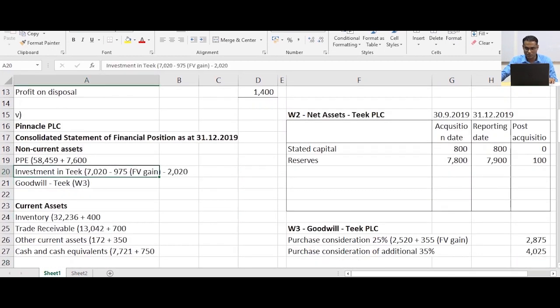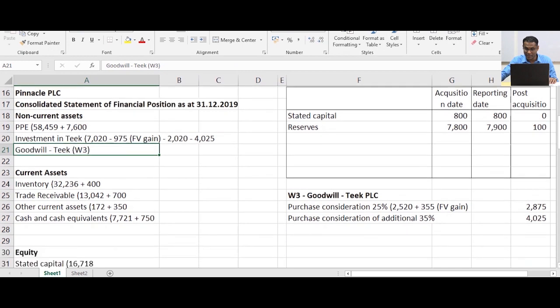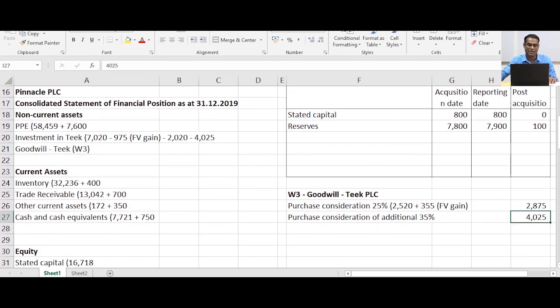Now this 4025 is also included within the investment. So the double entry actually comes. What you need to do is you credit 4025 to the investment in Teak, and debit that to the goodwill calculation. So you are taking the additional 35% investment balance into the goodwill calculation of Teak PLC. Now once you pass this entry of 4025, if you balance this investment in Teak account, what is the balance? It has to be 0.